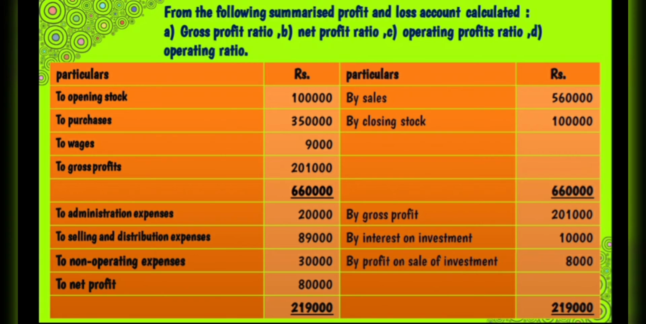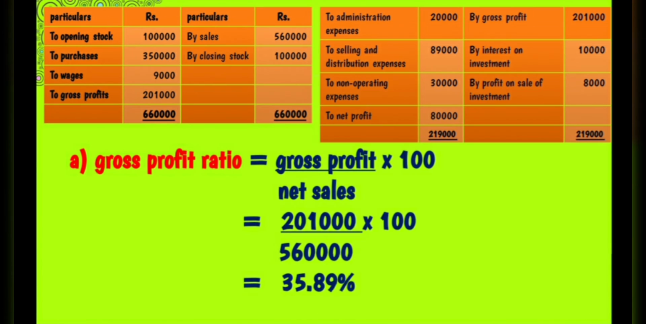Let's see one problem. Here the question is given. From the following summarized profit and loss account, calculate gross profit ratio, net profit ratio, operating profit ratio and operating ratio. We have to find the solution for these four types. Already we saw the formulas. Let's find the solution.